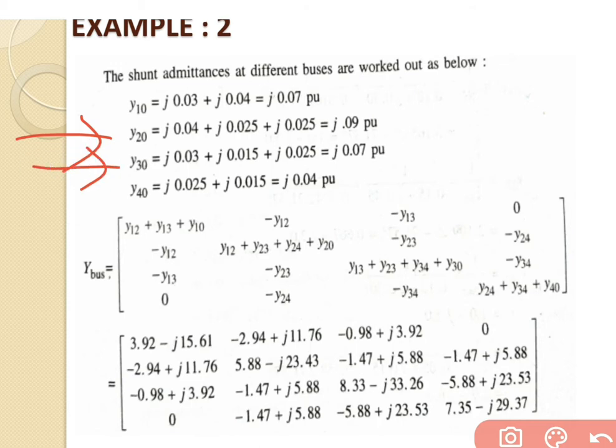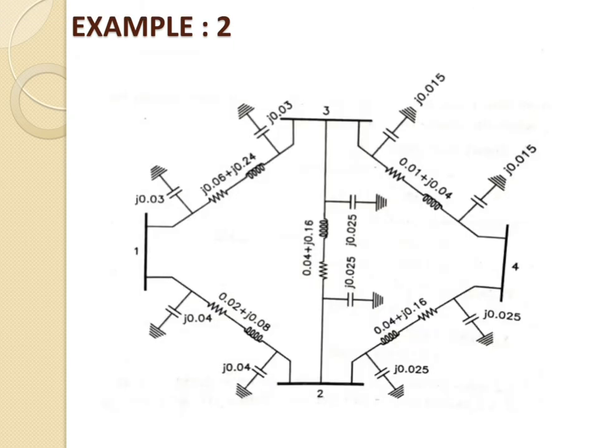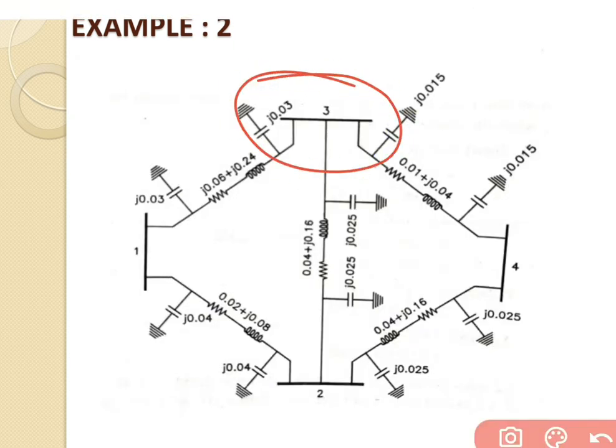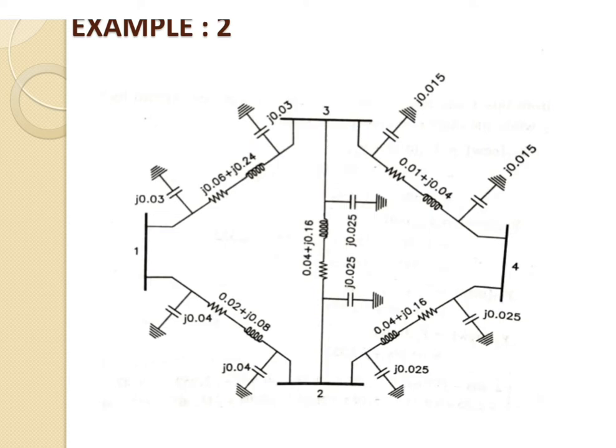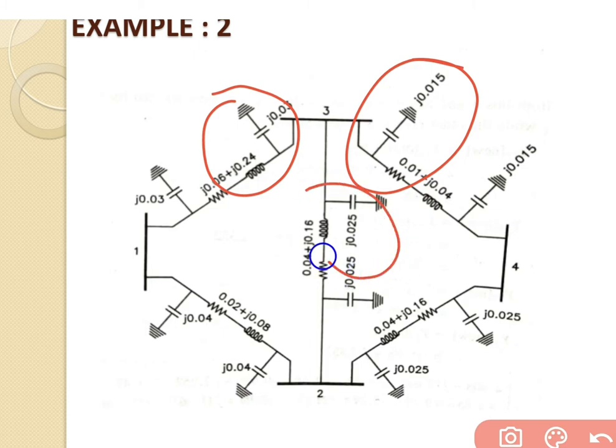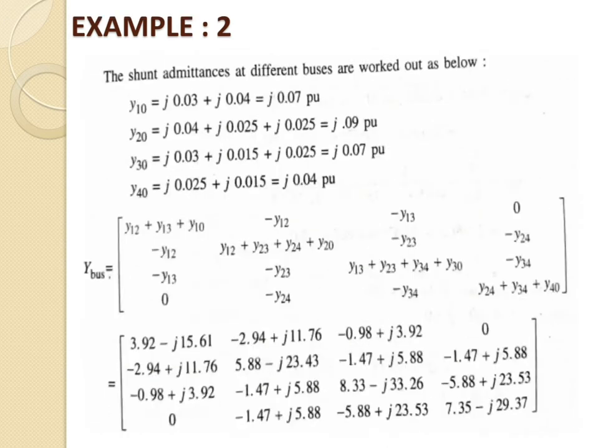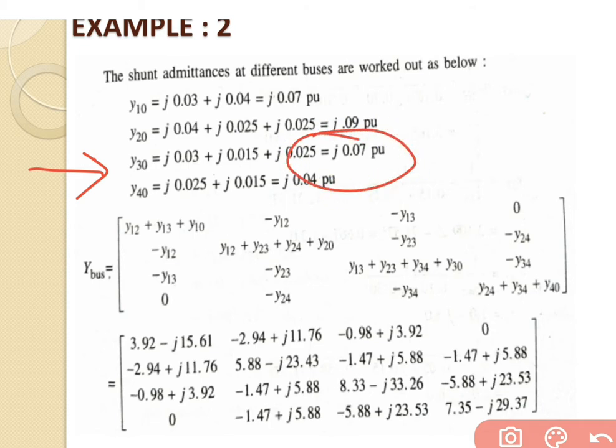Then y30. At bus number 3, the first is j 0.03, then j 0.015, and the third is j 0.025. There are 3 shunt admittances connected at bus number 3, so just put in the values of all the shunt admittances. So y30 is equal to j 0.03 plus j 0.015 plus j 0.025. We get the answer of j 0.07 per unit.